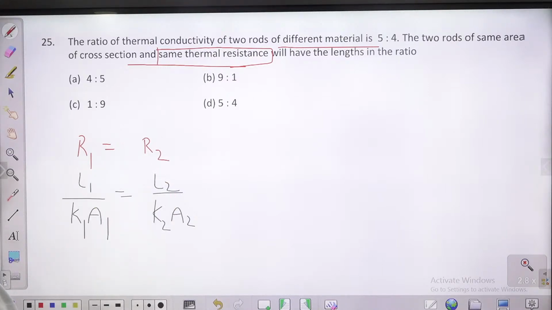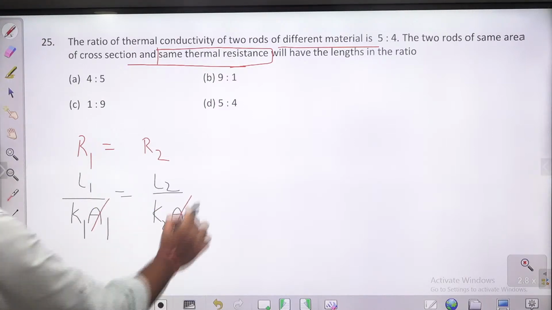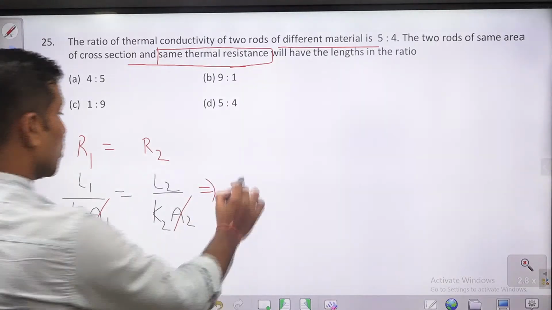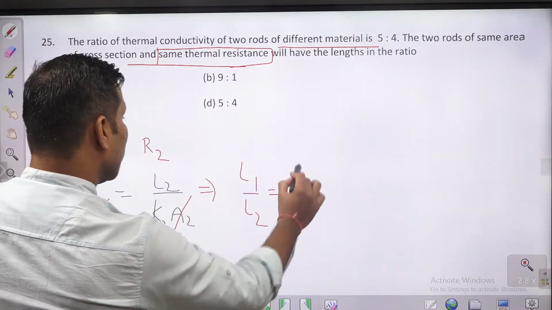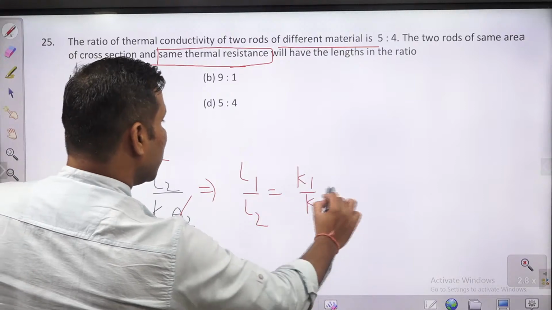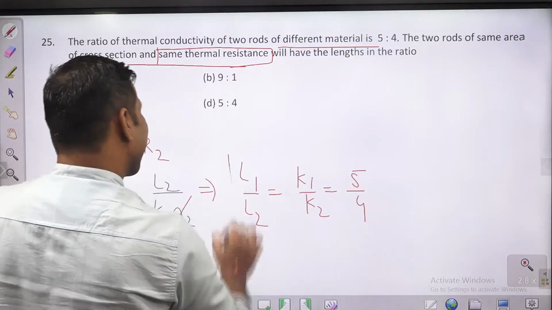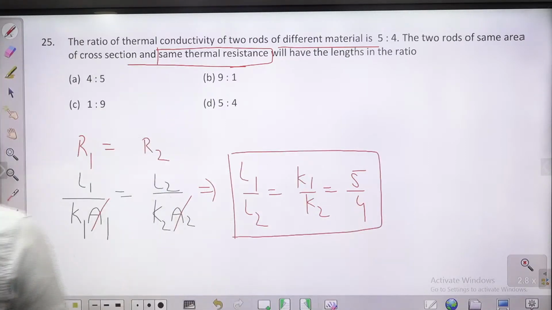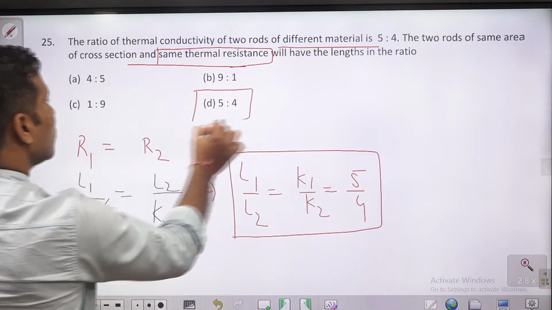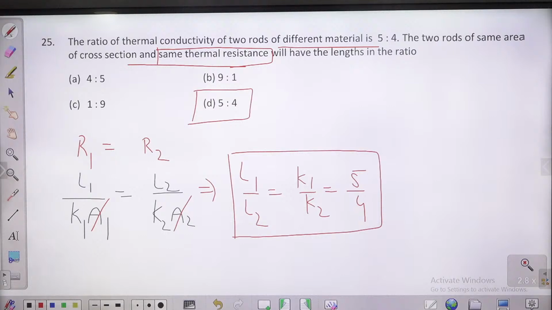Both are of different material, with conductivity ratio 5:4. Same area, so A will cancel out. He is asking for the length ratio. So L1 by L2 is nothing but K1 by K2. The conductivity ratio given is 5/4, so the same will be the ratio of length. Whatever conductivity ratio you have, the same will be the length ratio. So what will the right answer be? Option D, 5:4, is the right answer. Okay, 5:4. Let's move to the next question.